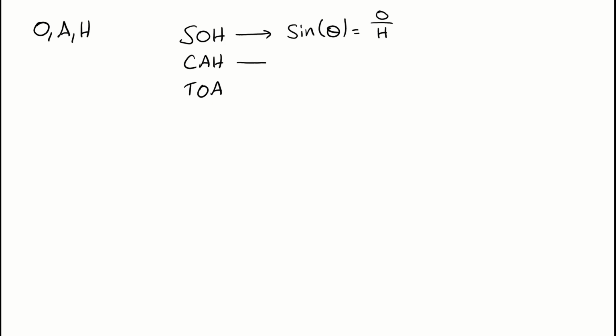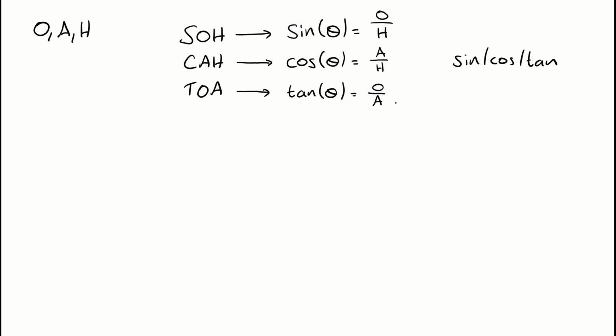Okay, the CA part of our acronym is saying that the cosine of theta is equal to the adjacent divided by the hypotenuse. And the TOA part is saying the tangent, TAN, of theta is equal to the opposite side divided by the adjacent side, okay? And you should be able to see these buttons, sine, cosine, and tangent. They should be on your scientific calculator, okay? And we're going to start to use those now.